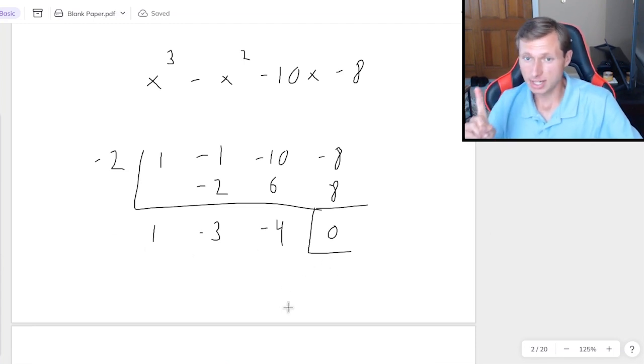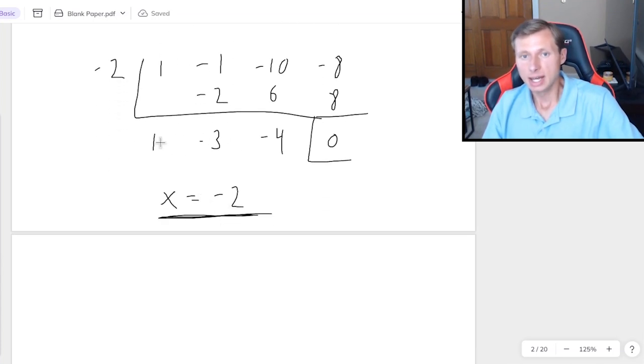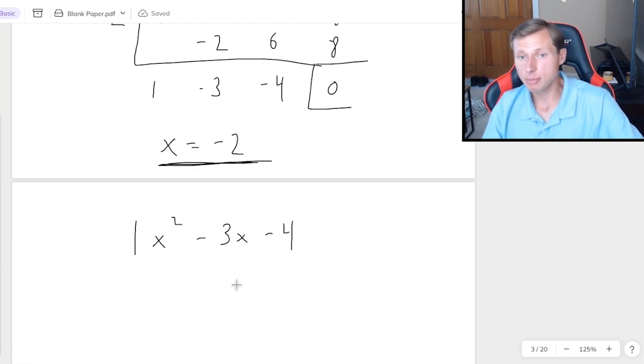But since I got it right, here's why this is great. First of all, it means that x equals negative 2 is one of my solutions. It also means that the remaining 1, negative 3, negative 4, I'm going to build my polynomial from that. And it's going to be 1x squared minus 3x minus 4. And that's what's left for my polynomial.